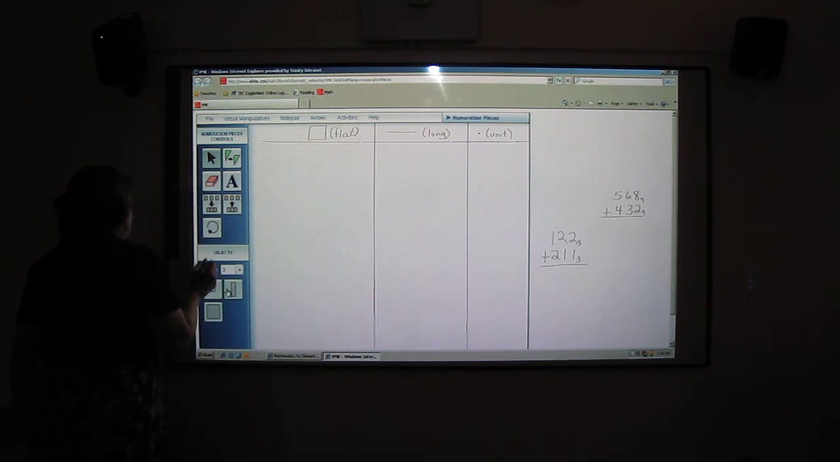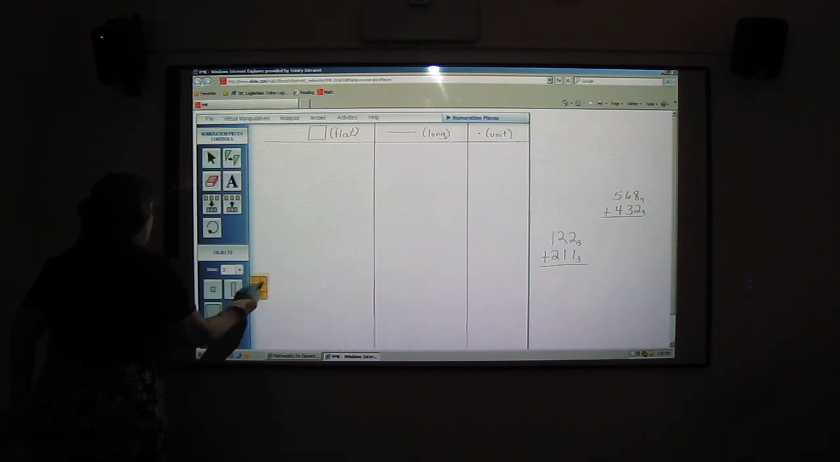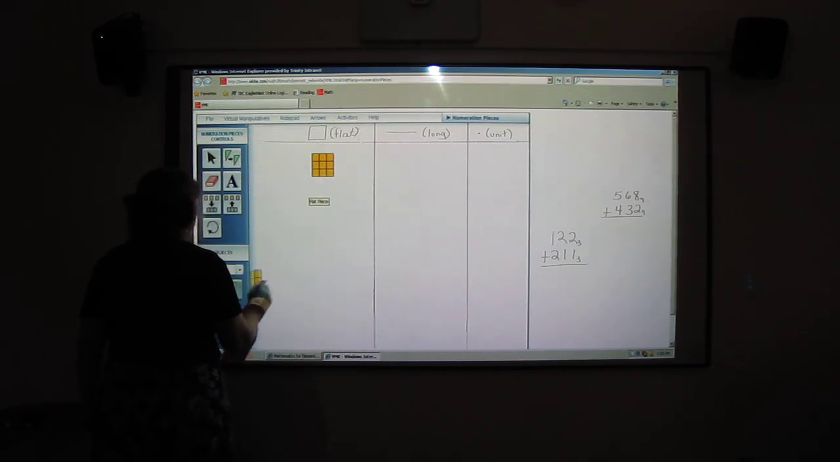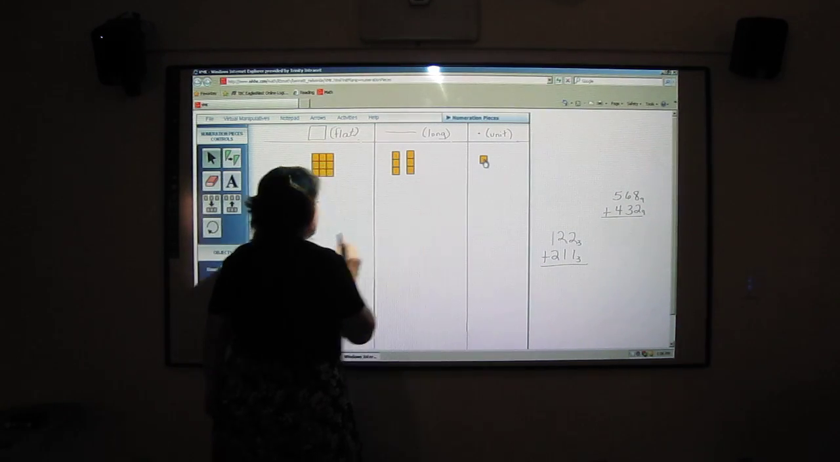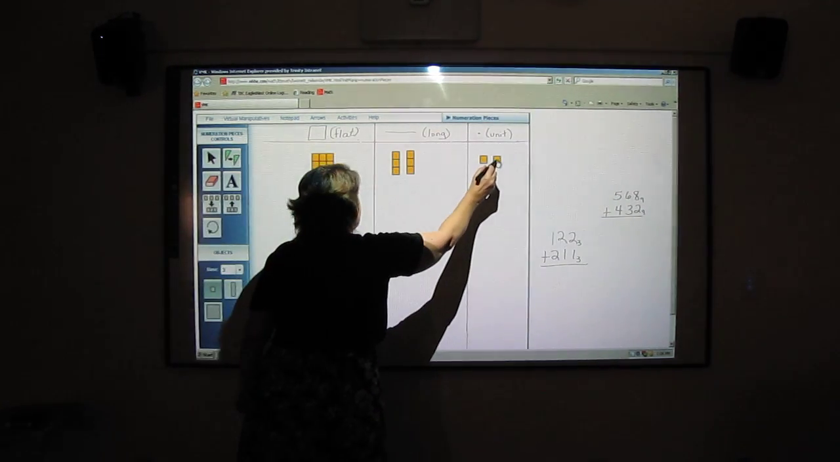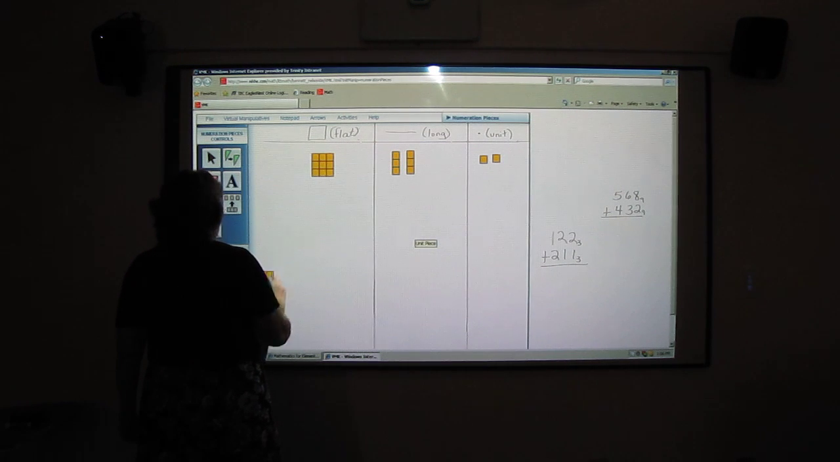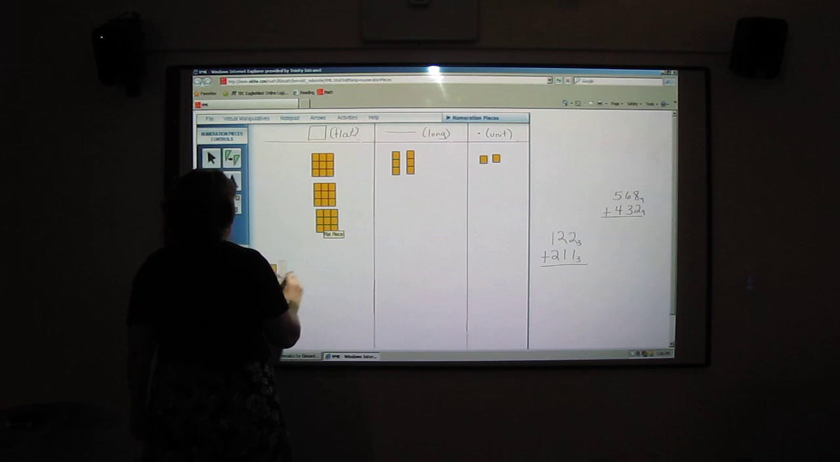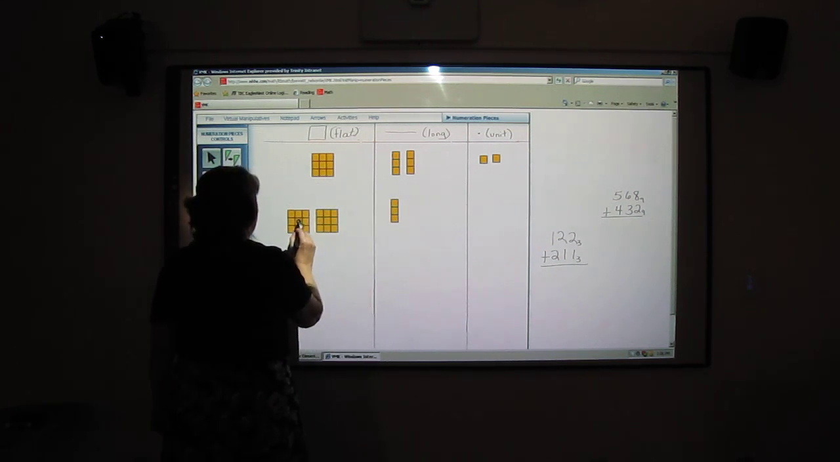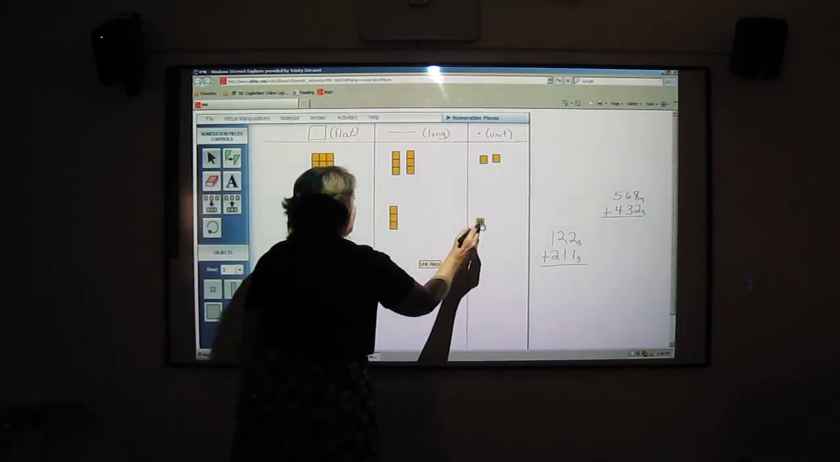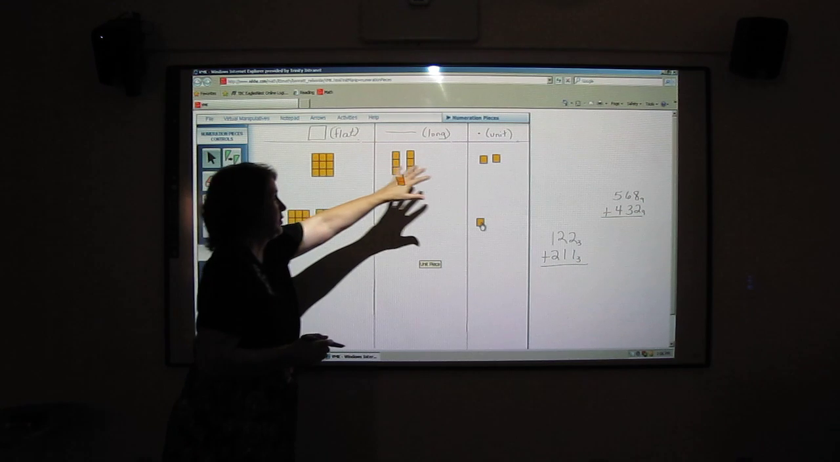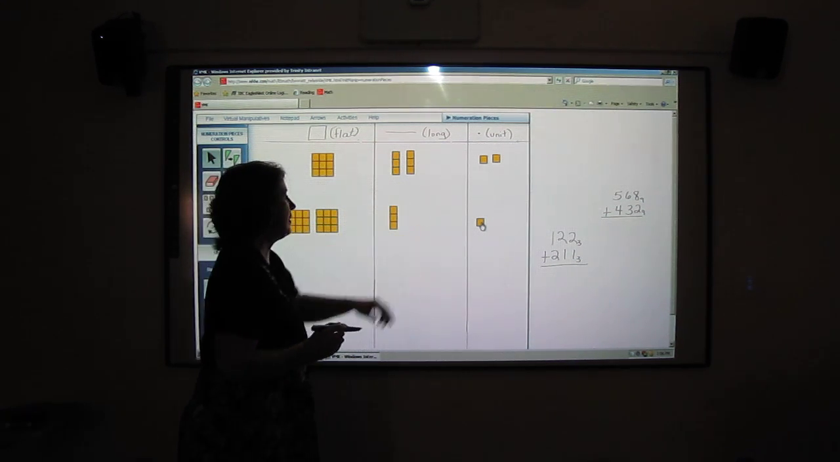So let's bring out 1 long and 2 units plus 2 longs, 1 flat, or flat and 1 unit. All right, so now I have 1, 2, 2, base 3, 2, 1, 1, base 3.